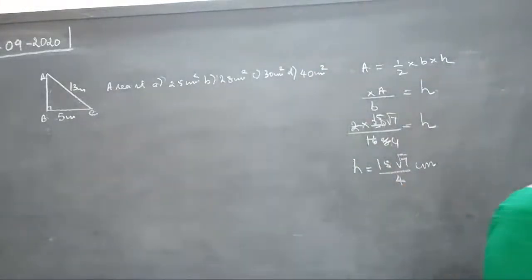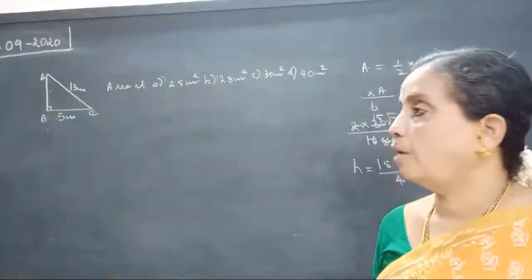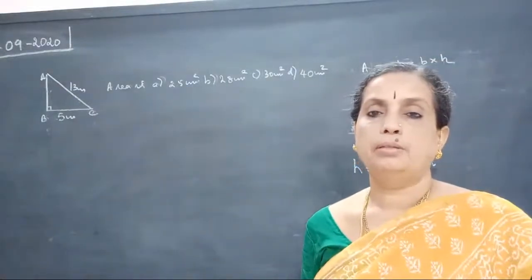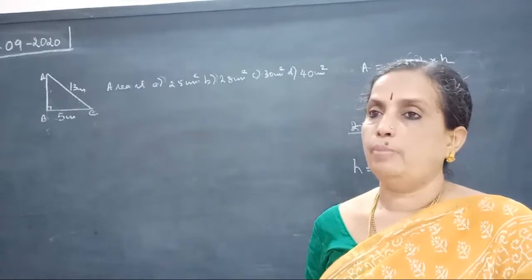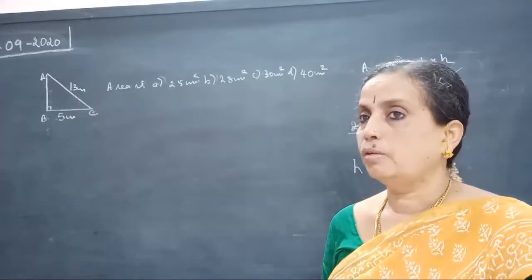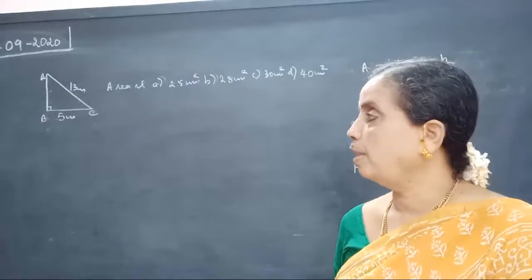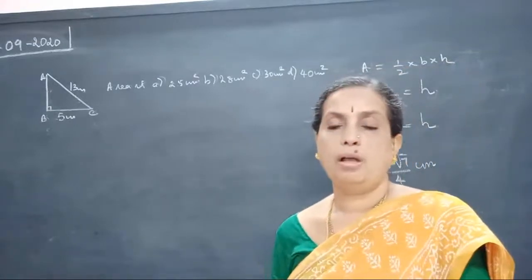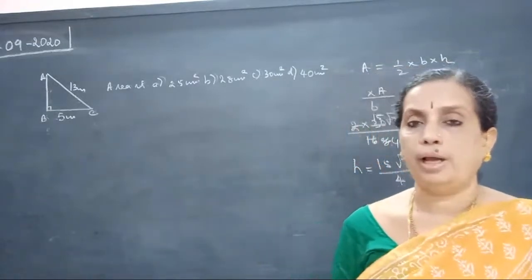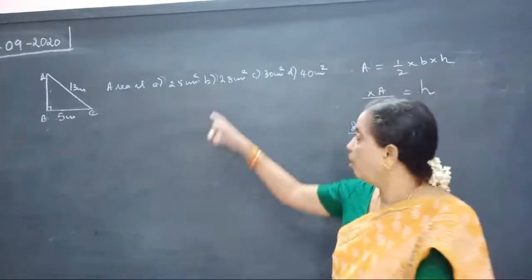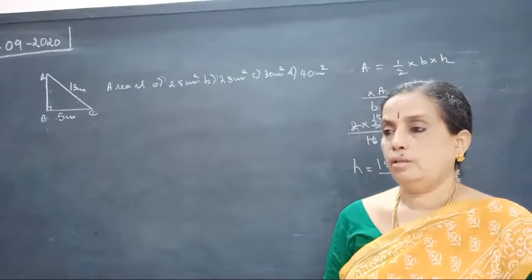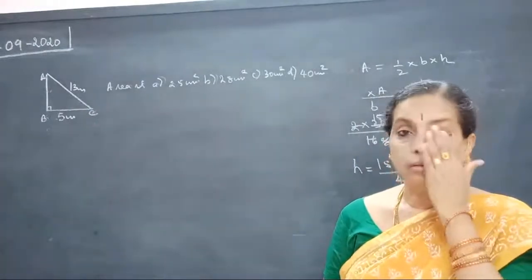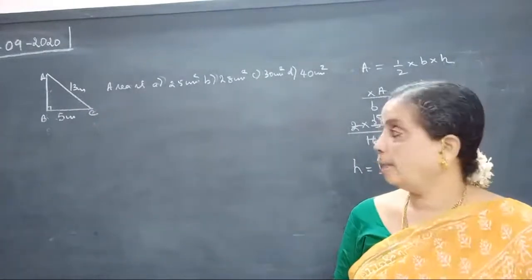So, using hypotenuse and base, we have to find out AB, the altitude. I know that you are able to find out AB. Come on, get the measure of AB. Then apply the formula half into base into height. Later, you can opt for the right answer. Come on. Give me the measure of AB.